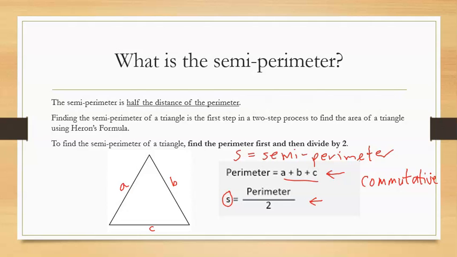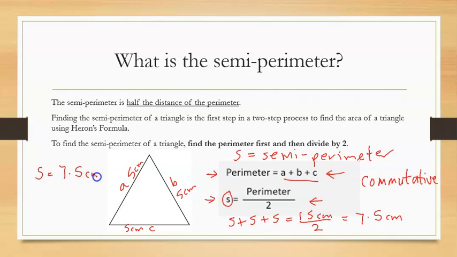So let's use the 5 centimeter measurements that we used in the previous slide. So first of all, we have to add A plus B plus C, so that's 5 plus 5 plus 5, which is 15 centimeters. And then we take that perimeter and we divide it by 2, which means you halve it. And half of 15 is 7.5 centimeters. So therefore, S, which is the semiperimeter, is 7.5 centimeters.